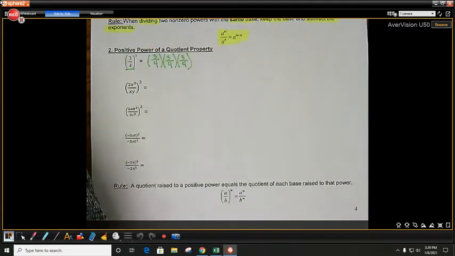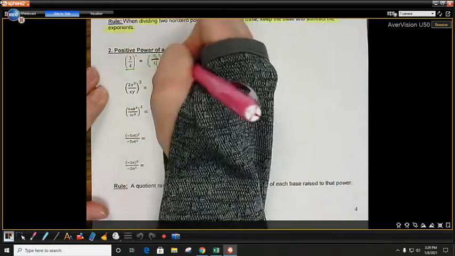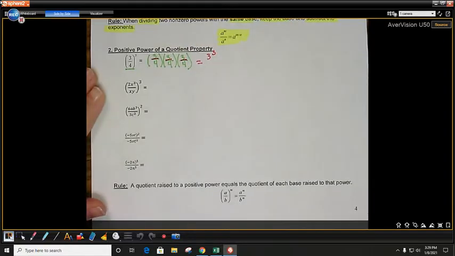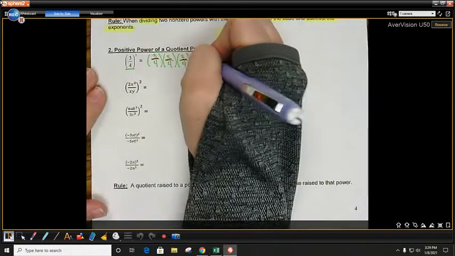There's nothing alike on top and bottom that I can cancel. 3's and 4's don't have like factors other than 1. So I have 1, 2, 3 3's, so this is 3 to the third over 1, 2, 3 4's. So that's 4 to the third.